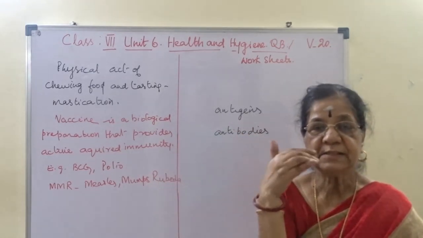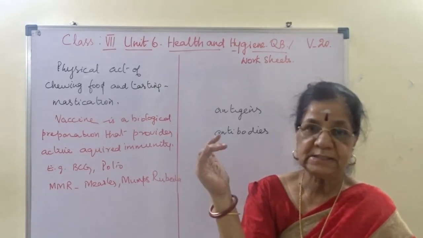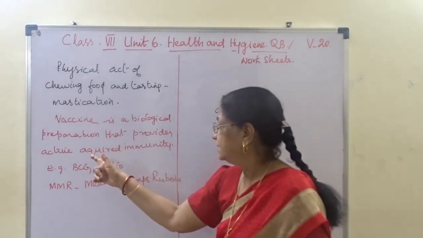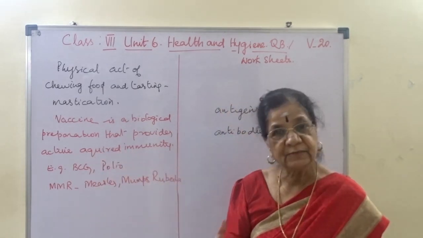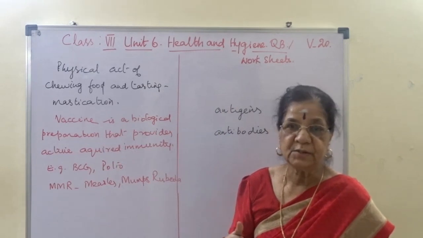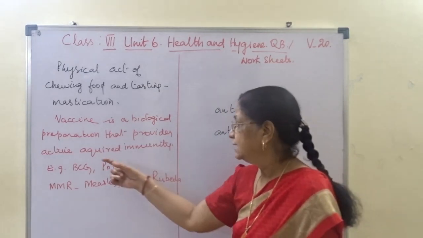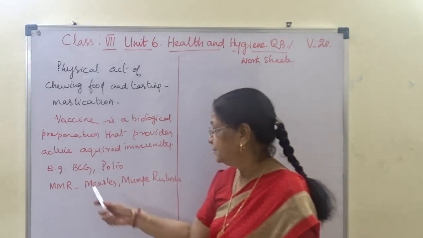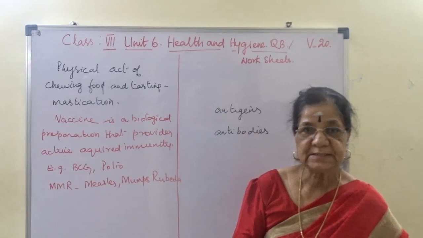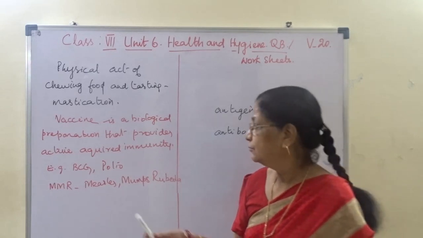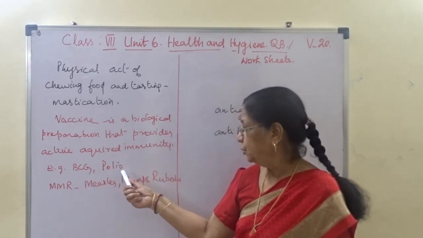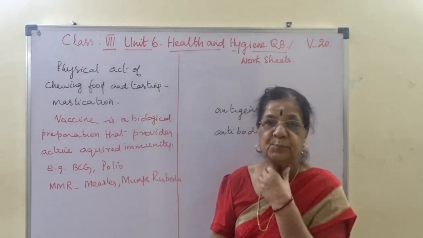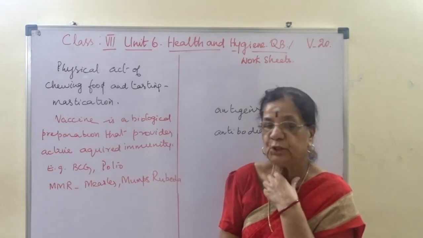So to prevent that, there are different stages of giving vaccine. Another one is active acquired immunity. It is acquired after birth, when the immune system is improved. Vaccines include BCG, Bacillus Calmette-Guérin, for TB, and the polio vaccine, which is the oral polio vaccine, that is polio drops.